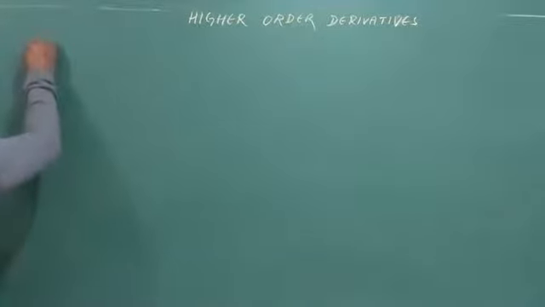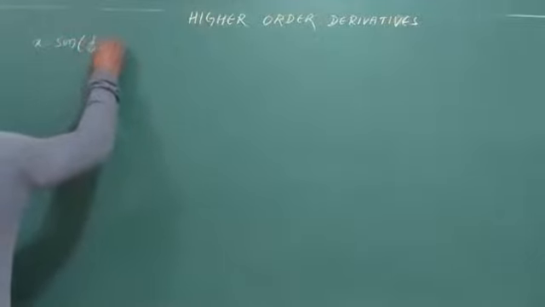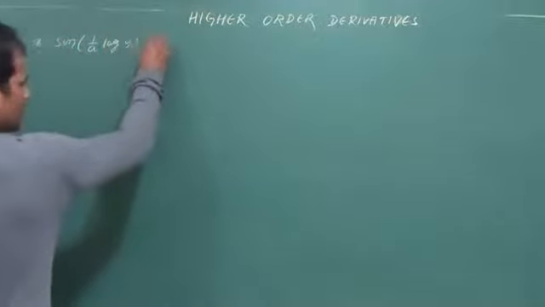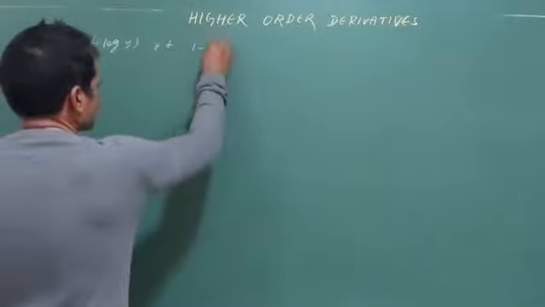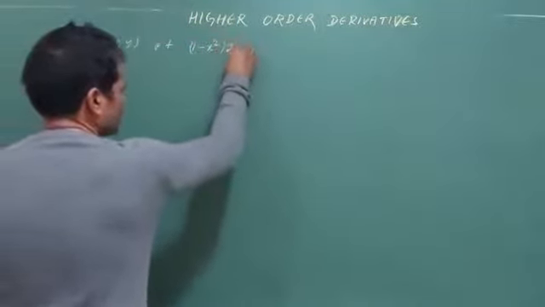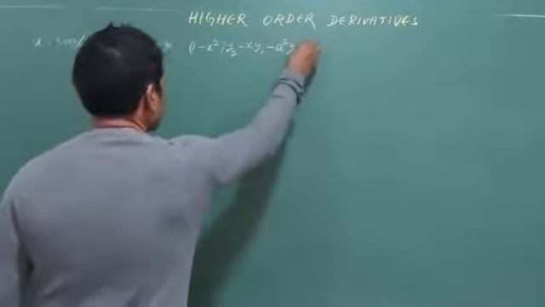Next question. x is equal to sin of 1 by a log y. Prove that 1 minus x square y2 minus x y1 minus a square y is equal to 0.